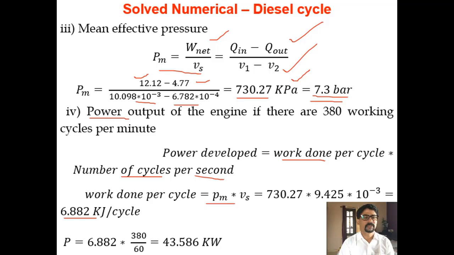Okay. Next, let us find out the power. Work done per cycle is 6.882. Here the number of cycles per minute is given as 380, so 380 should be divided by 60, you can see. So you'll get the power as 43.586 kilowatt. Once again I request all of you not to just copy these values, better you check. There may be small variations also. Suppose if there is a big error or mistake in my calculations, please don't hesitate to inform me. I will correct it and I will upload the new video. Okay, please.